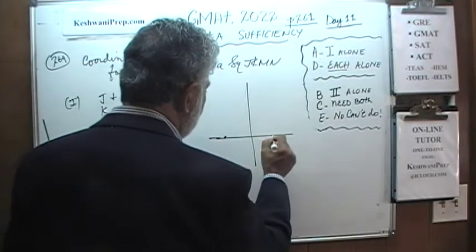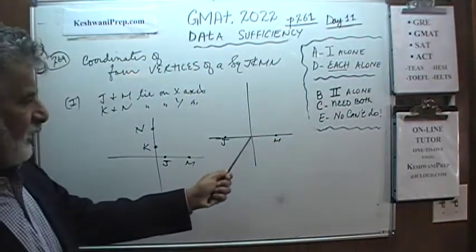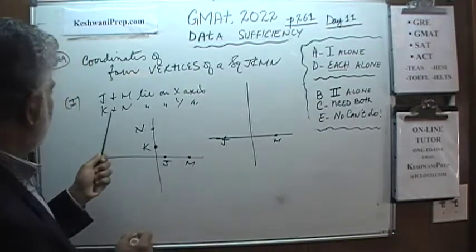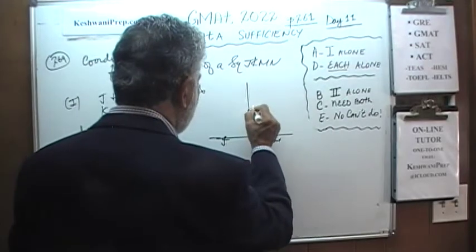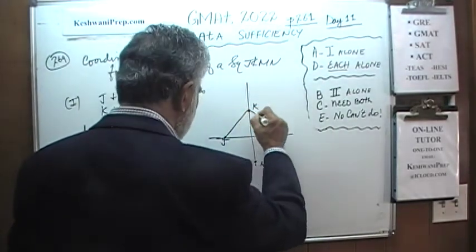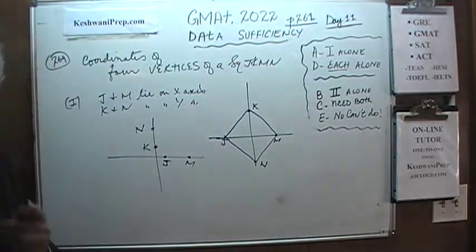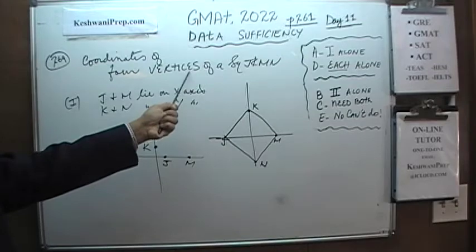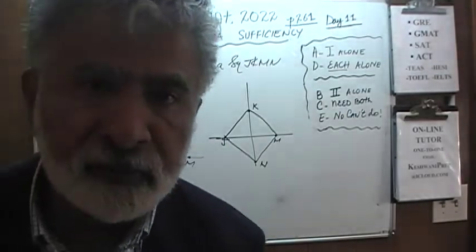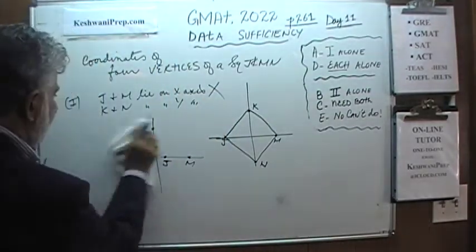J and M right there. The distance from J to the origin is the same as from O to M, so these are the same distances. And similarly, K and N right there. And the square that we're looking at looks something like this. But that does not tell us what the coordinates are of each of the vertices. The first statement by itself is no good.